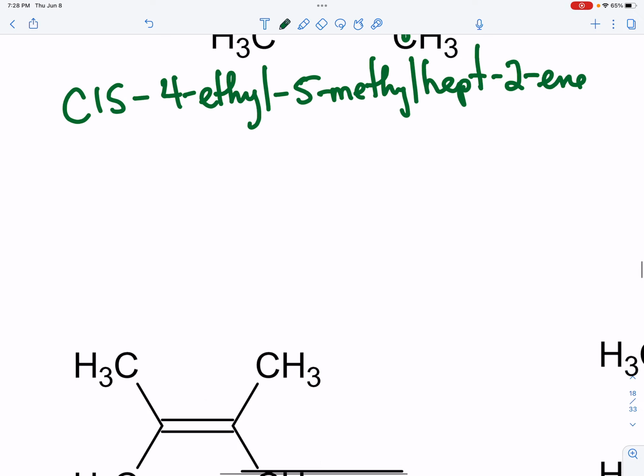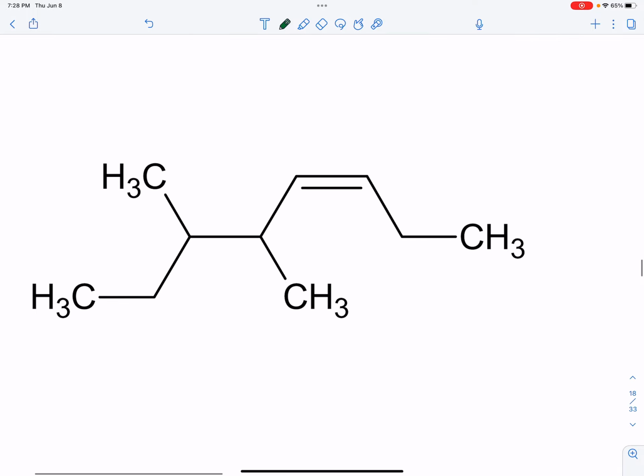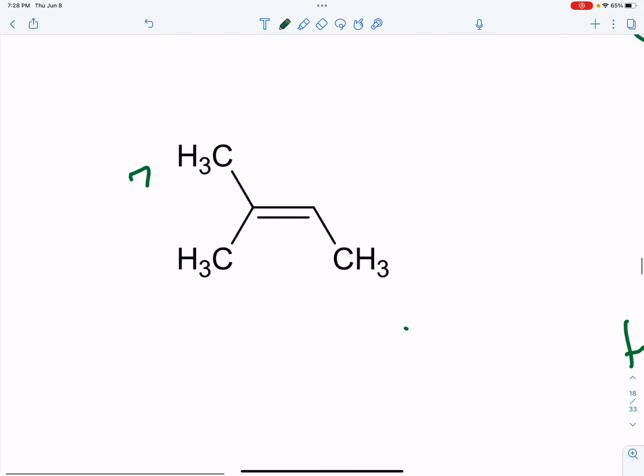Let's do one more example. Let me find a different example here. What about this guy here? Does it have cis or trans isomerism? Pause the video and decide. So the 2 carbons in the double bond are there. And I noticed immediately that the carbon on the left has 2 identical groups attached. It's got 2 methyl groups. As soon as I noticed that it does not have 2 different things attached, then I realized this will not have cis or trans isomerism.